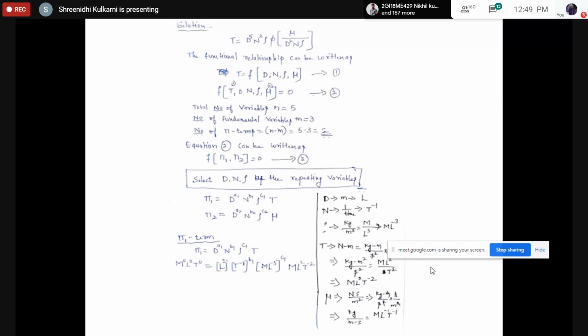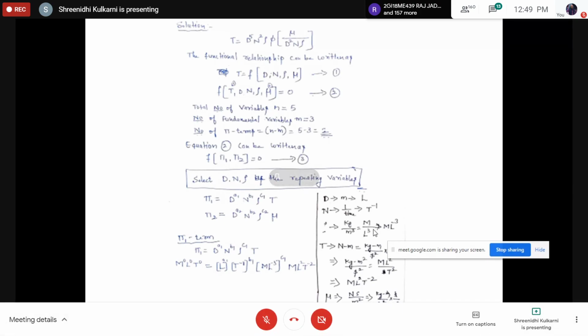So I hope you understood how to solve by using this Buckingham's pi method. So the number of variables here is 5, and from 5 we got only the 2 dimensionless numbers. Okay, so only this problem I solved. The rest you just go through any textbook for this dimensional analysis.